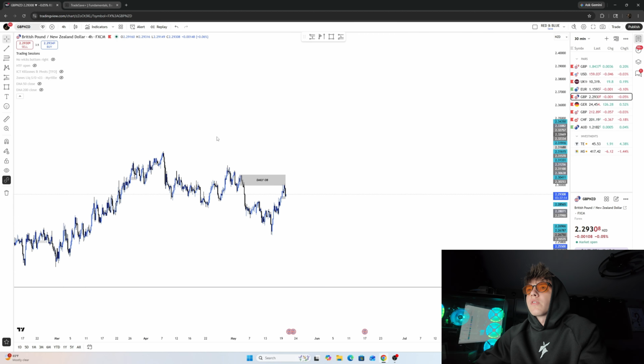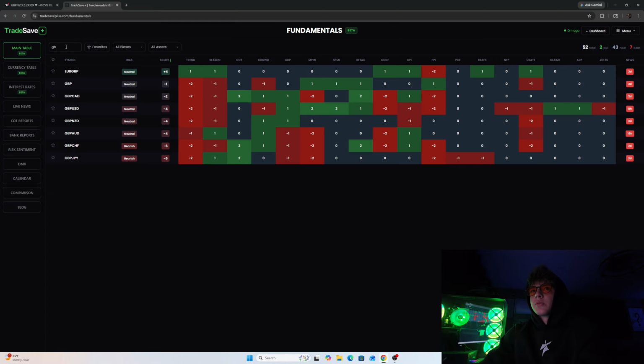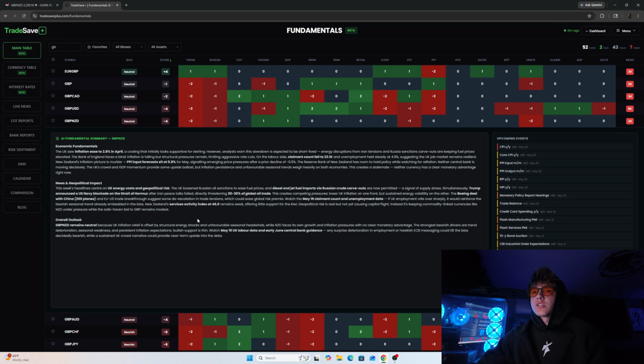Okay, let's get into the fundamentals here. So let me get to the fundamentals tab on trade save, and you just simply type in GBP NZD. You can see actual bias is slightly neutral, but it's still down 4 points. I'm going to wait for this AI to give me a full summary on why it's bearish. You guys can pause this video and read all through this, or you can look at the overall outlook.